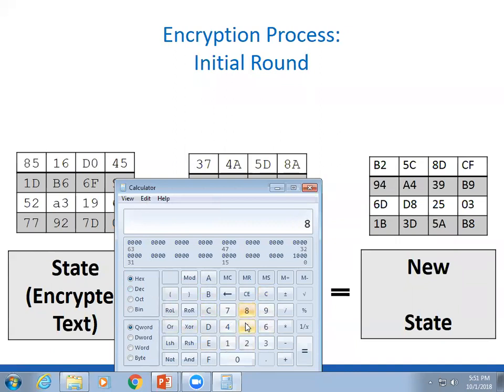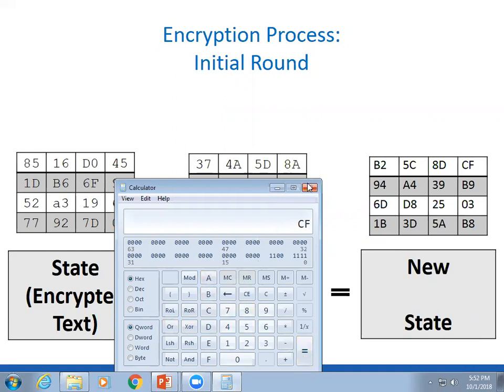So we're going to do 85 XOR 37. We got B2. See that? So I'm going to do the right-hand one. So 45 XOR 8A. And if this works correctly, we should get CF. Get CF. Okay? This works most of the time. And you'll learn where it won't work here in a minute.